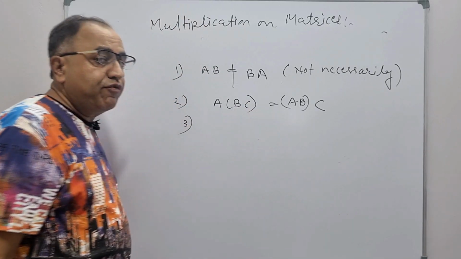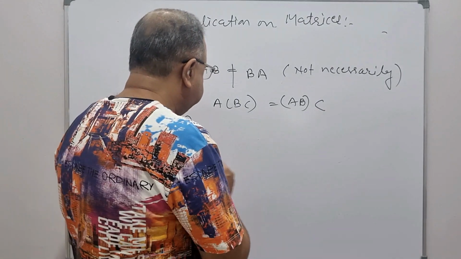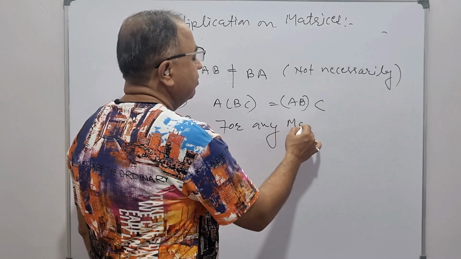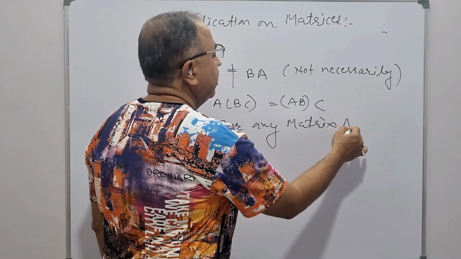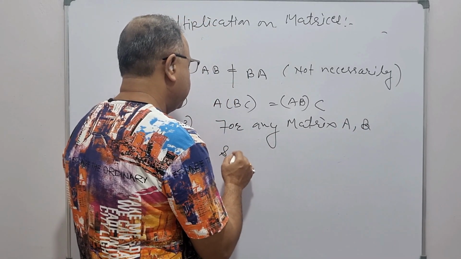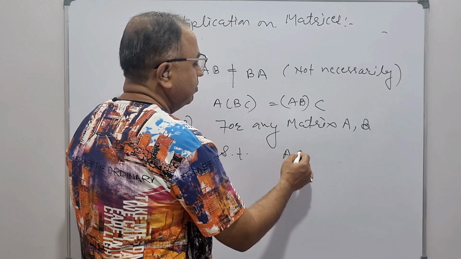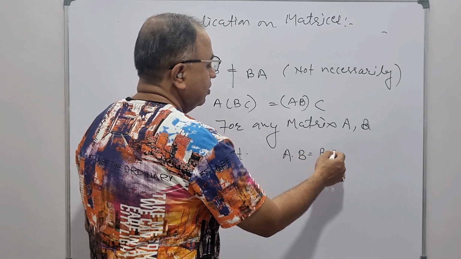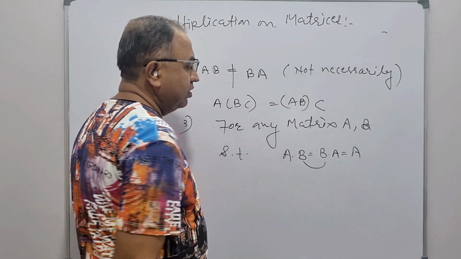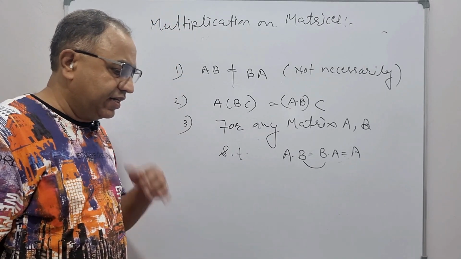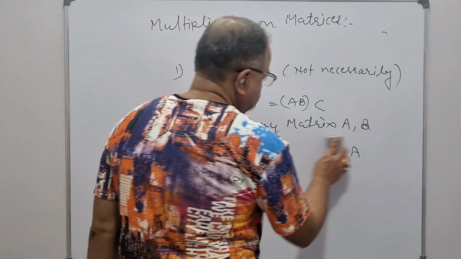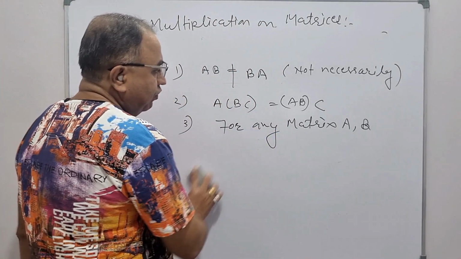Now comes existence of identity. That means for any matrix A, we must find another matrix B such that A multiplied by B or B multiplied by A must be equal to A always. Then B is called the identity for A under multiplication, right? So which is that matrix?